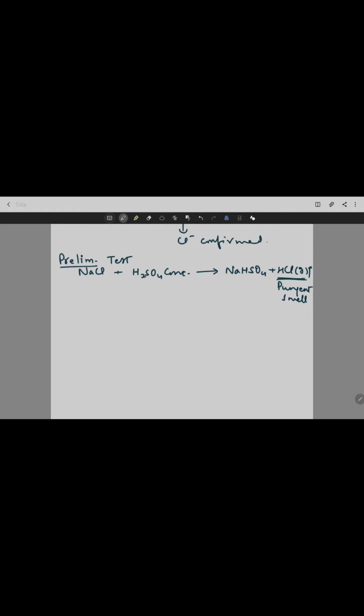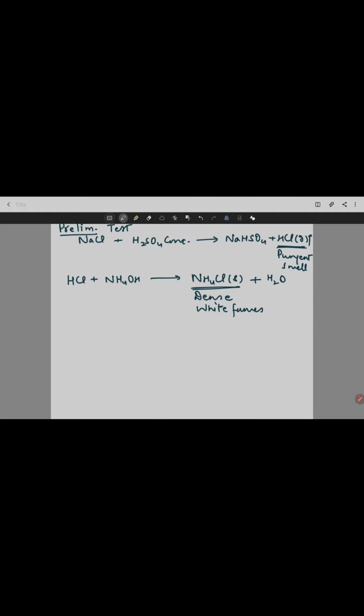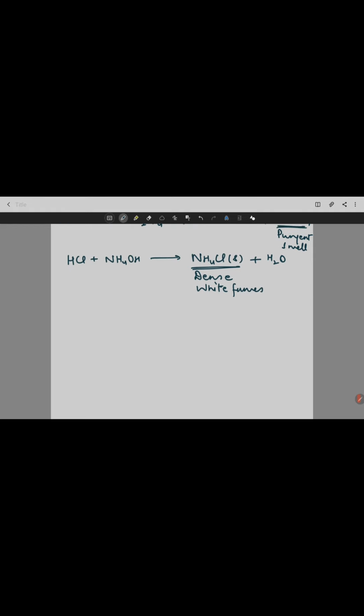Now when we bring the rod dipped in ammonium hydroxide near the mouth of this test tube where the HCl fumes are there, we will be getting white fumes intensified. That is dense white fumes. So this is the chemistry of the preliminary test for chloride.